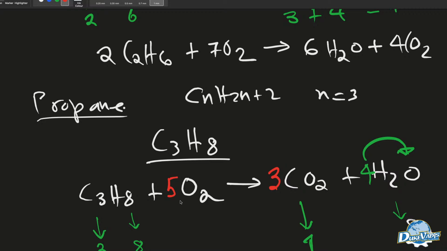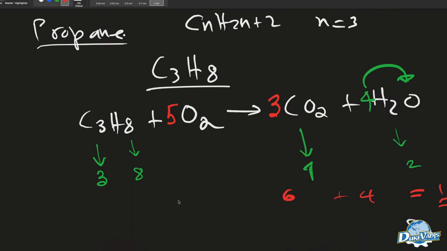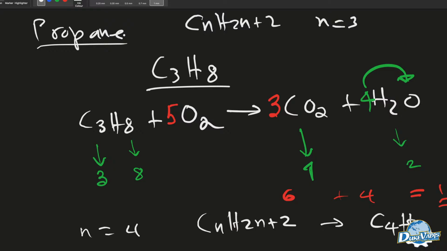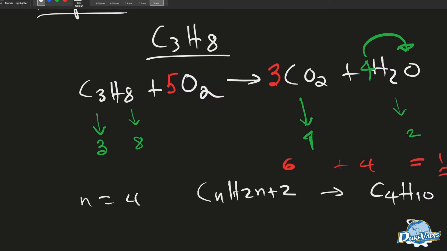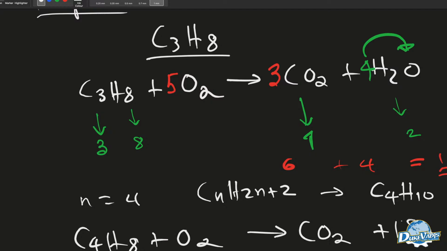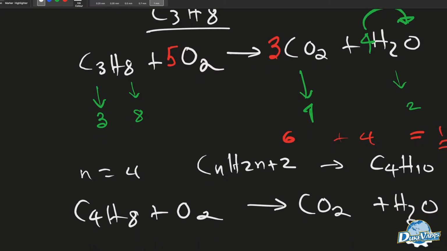If we look at the next compound, which is butane, because n is equal to 4, we have CnH2n plus 2. So when we substitute the 4, we are going to get C4H10. That's butane. So it reacts with oxygen: C4H10 plus oxygen. Definitely we're going to produce carbon dioxide and water. So what do we do? The same procedure.